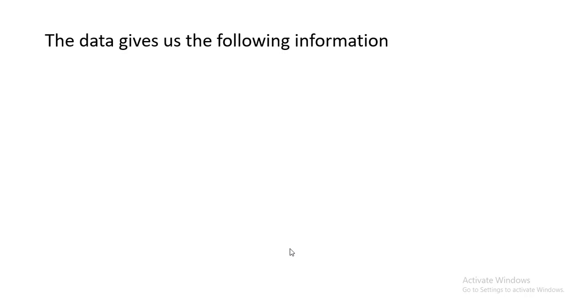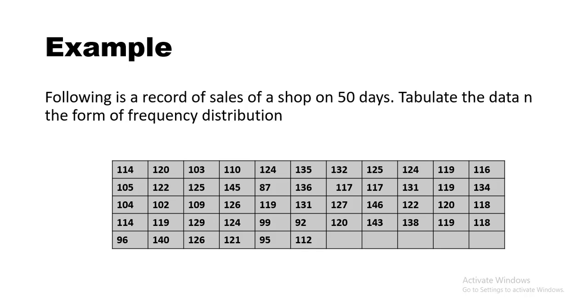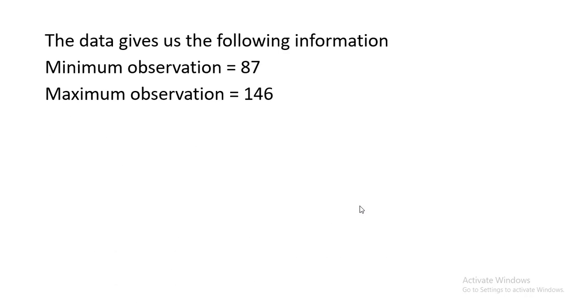Now this data gave us a few pieces of information. First of all, the minimum observation in that data is 87. Now we can go back and look at the minimum observation. So here it is, 87 is the minimum observation. The maximum observation, if we look at it, is 146. Now if we find the range, that means the maximum observation minus the minimum observation, that means 146 minus 87 equals 59. So this is my range.